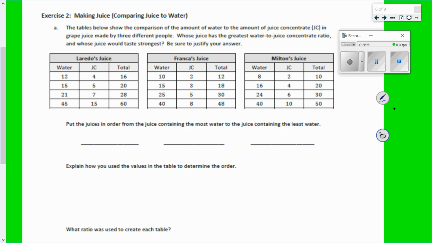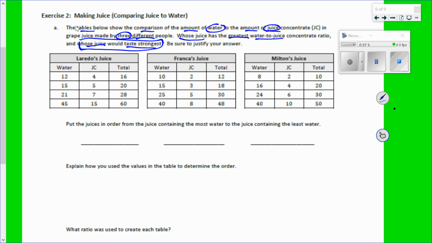Okay, really key on these, that you are marking your text to understand what we're doing. The tables below show a comparison of the amount of water to the amount of juice concentrate in grape juice made by 3 different people. Whose juice has the greatest water to juice concentrate ratio? Whose juice would taste strongest? So there's kind of the thing.